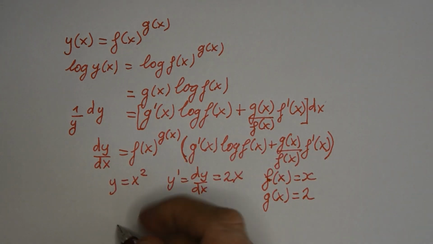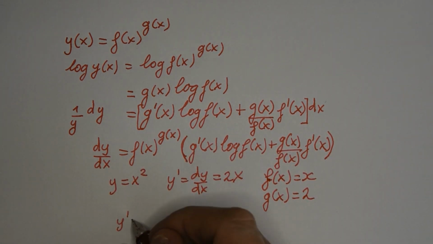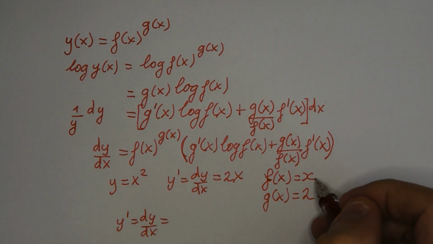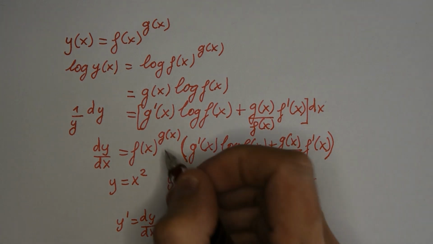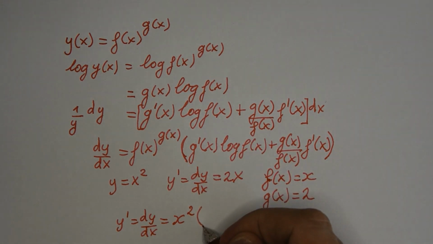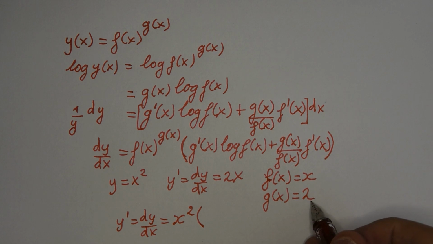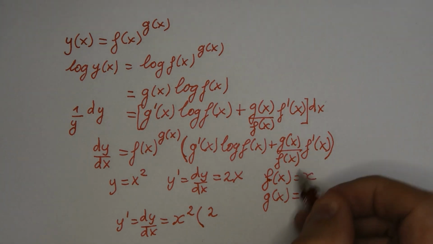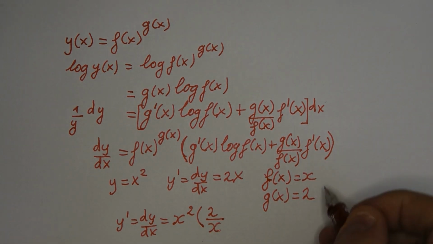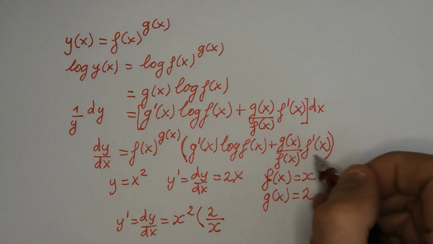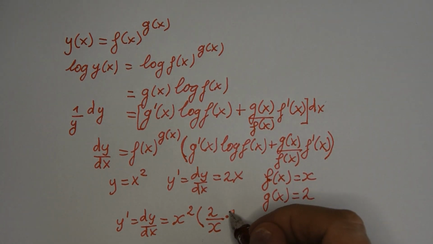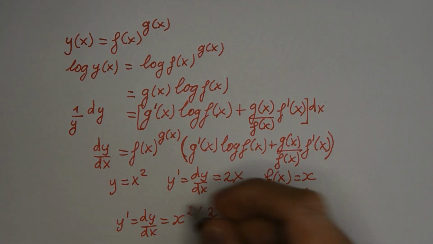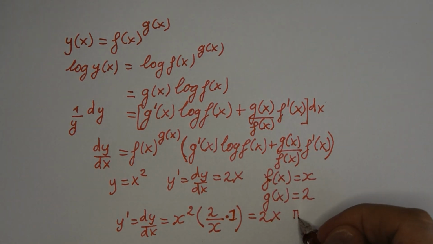So we're going to fill this out, and we get dy/dx equals f(x), which is x, to the power of 2, to the power of g(x). The derivative of g(x), which is the derivative of 2, is 0, so that goes away. g(x), 2, divided by f(x), which is x in this case, with the derivative of x, which is 1. Yeah? And that gives you 2x. And that's indeed correct. Right?